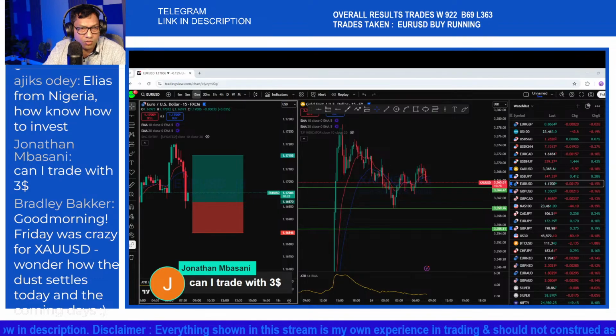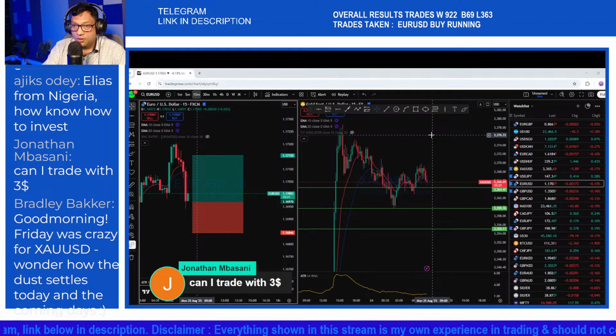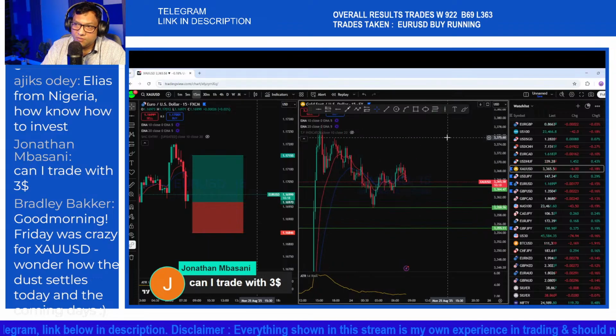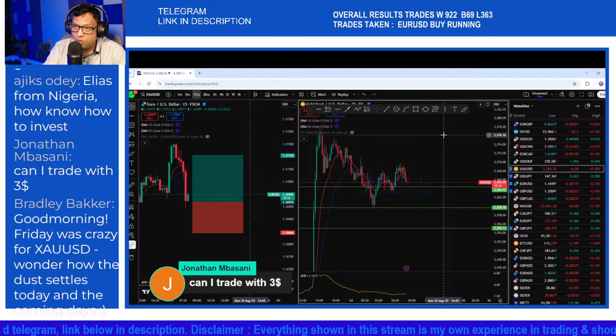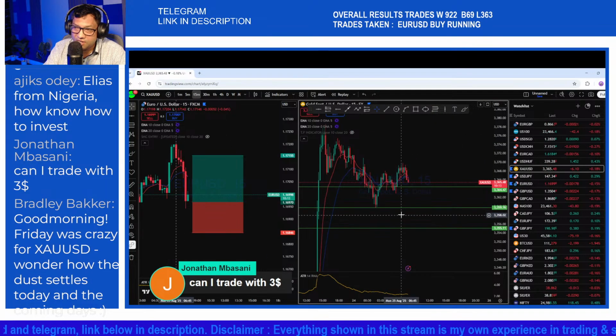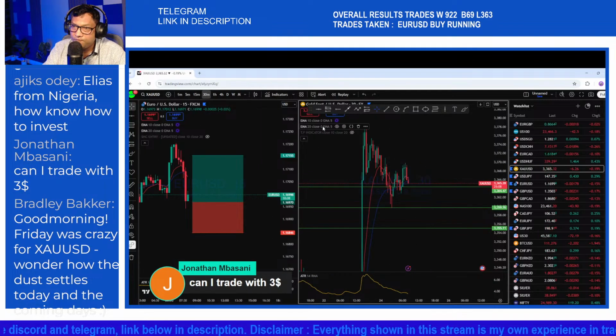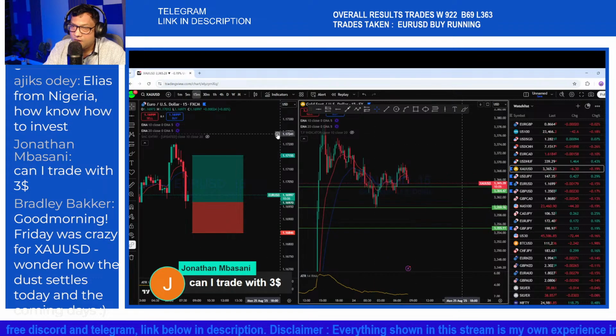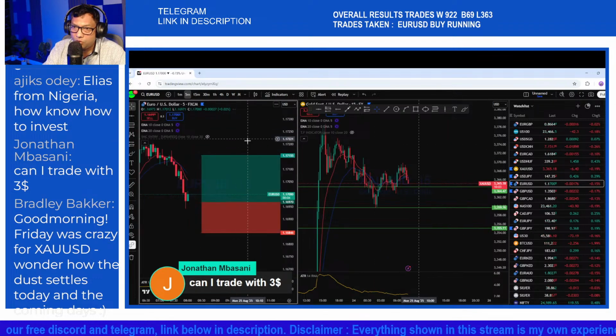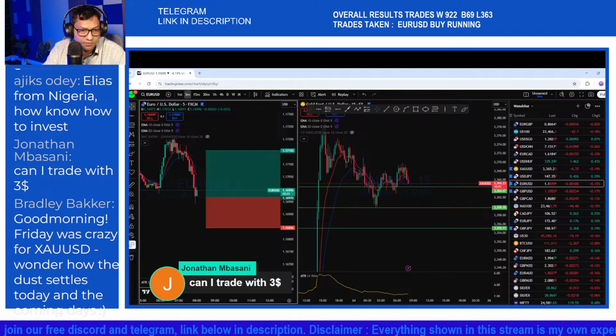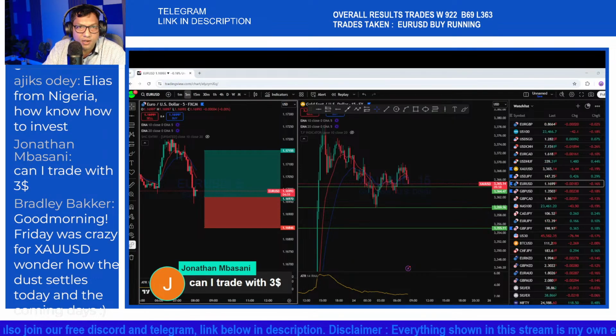Good morning. Friday was crazy for gold. Wonder how the dust settles today and in the coming days. Yep, the dust is settling. There was a pretty big move on Friday, and we can see the price now creating a smaller false breakout for a potential entry. So we're waiting to see. And here we can see the reflection on euro dollar as well. Would like to see euro dollar also start to show that move.